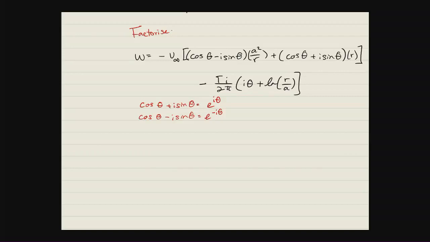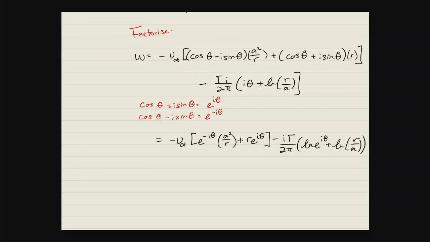Okay, but substituting that, I'm going to get negative U infinity, e^(negative i theta) a squared over r, plus r e^(i theta), minus i gamma over 2 pi, ln e^(i theta) plus ln r over a. Okay, everyone following so far?